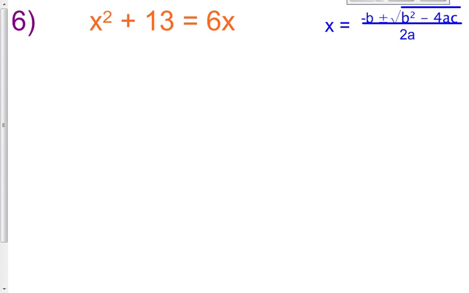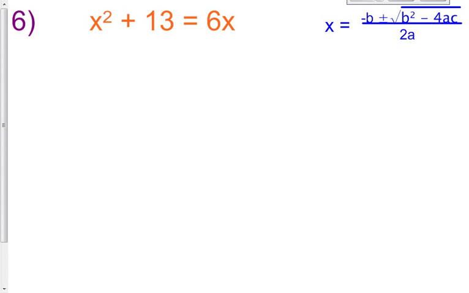So you guys try number 6 on your own. Pause the video. Try number 6. You're also going to get imaginary roots for this one. You'll have to take the square root of a negative number. Unpausing the video. A is 1. I suppose I probably should have started here.